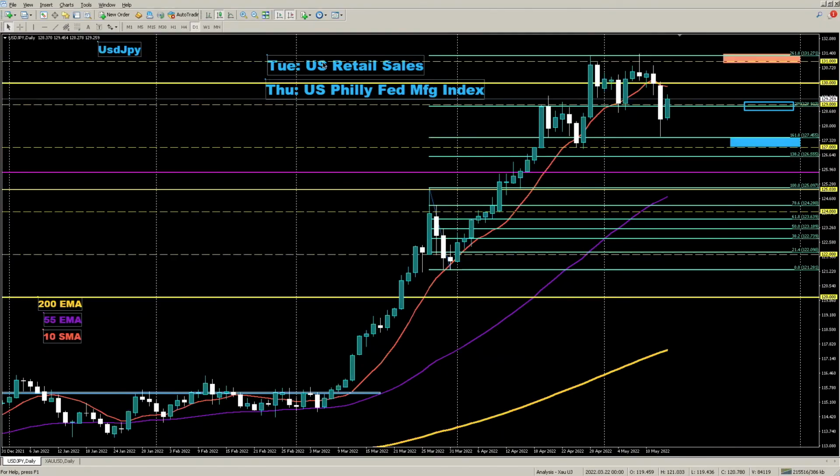All right, so we'll see how these two news events may trigger any significant movement or not, and how the US dollar index moves as well.